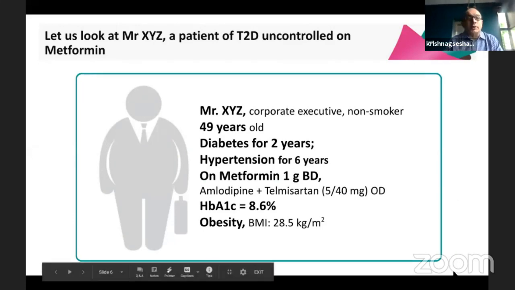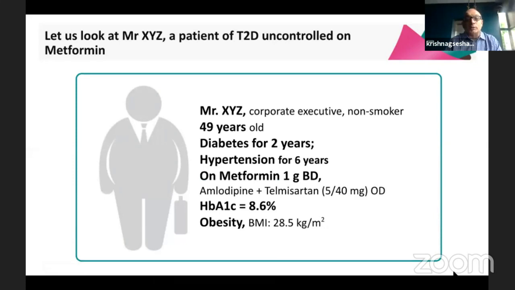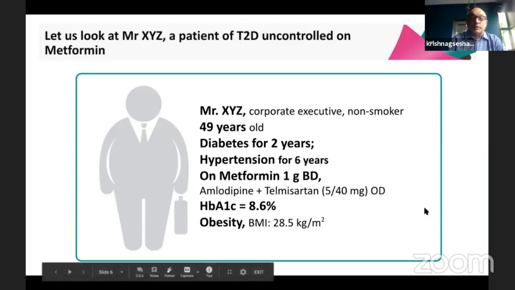Let us look at this patient. You will find in subsequent slides that he has been named Vijay. He is a corporate executive, and I always wonder why all these clinical studies have corporate executives. It's just to take away that thing about cost of therapy. The non-smoker, 49 years old, his stomach looks like mine, diabetes for 2 years, hypertension for 6 years, metformin 1 BD. He's on amlodipine plus telmisartan, and his A1C is 8.6.